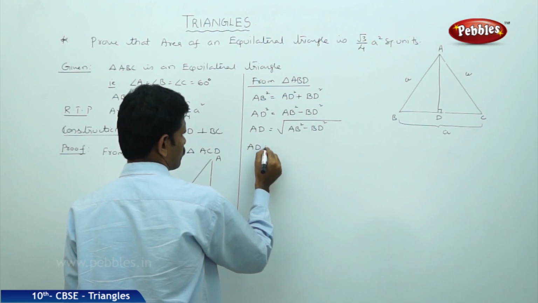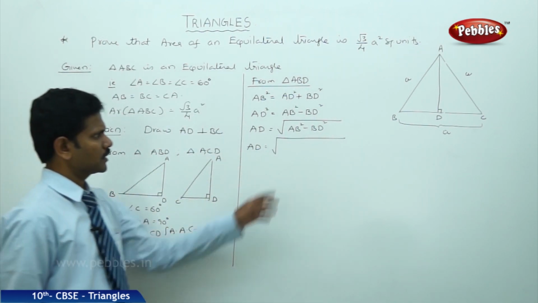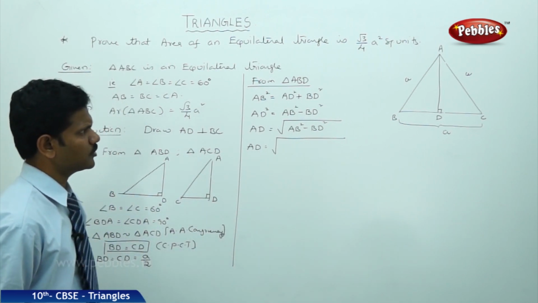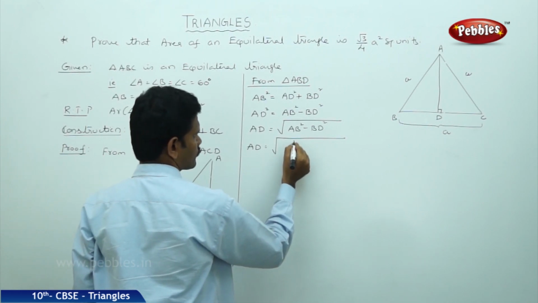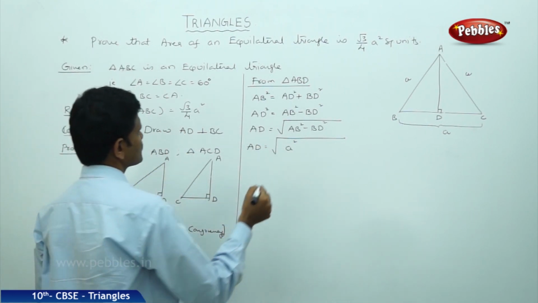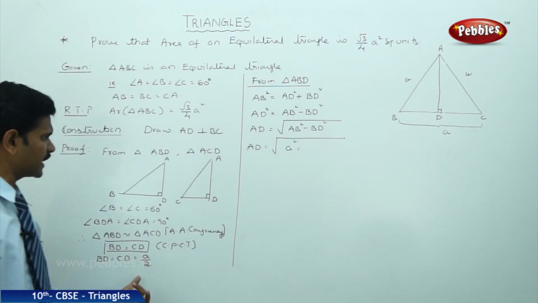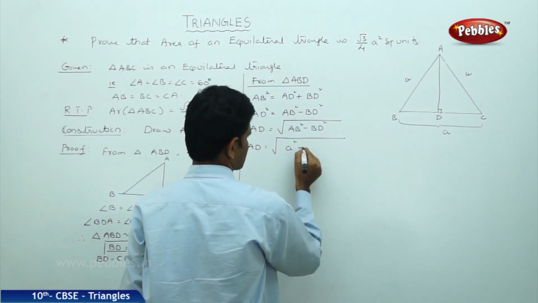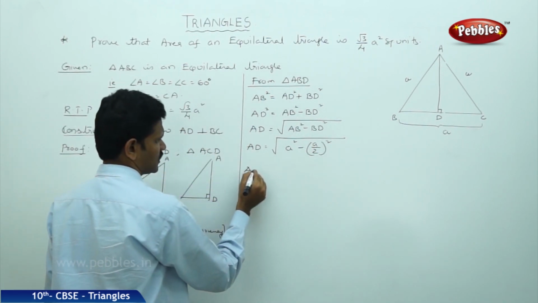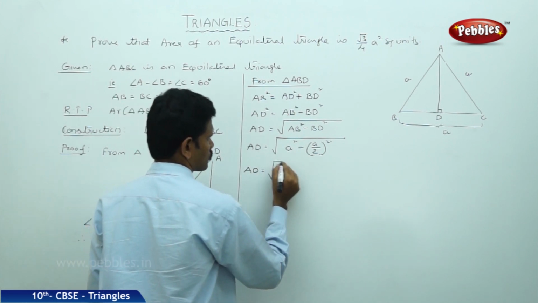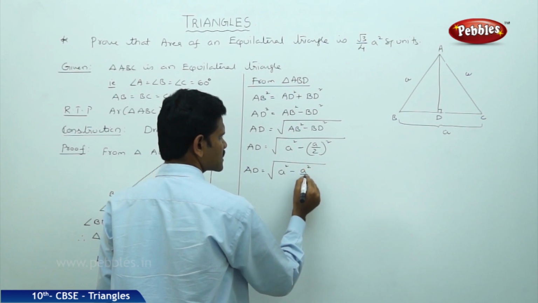Now AD is equal to root over AB, the value of AB is a, square, minus BD value a by 2, minus a by 2 whole square. That is, AD is equal to root over a square minus a square by 4.